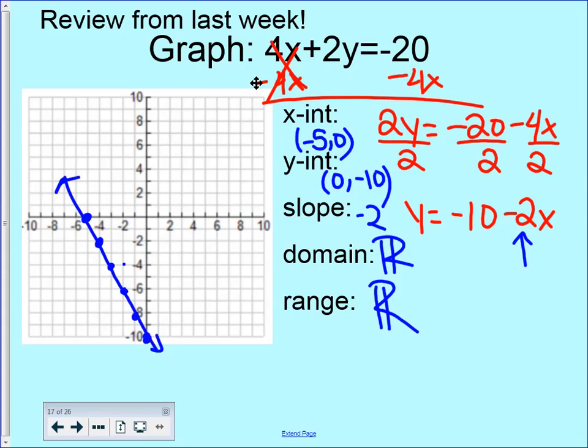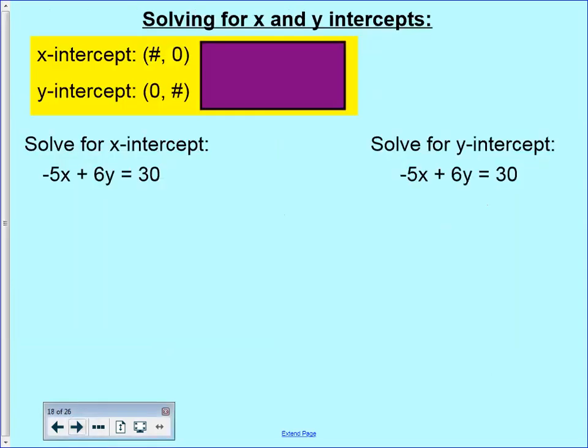Review from last week. Now let's go into what we're talking about this week. Make sure you get this in your notes, by the way. Pause if you need to. All right, so today we're going to talk about solving for x and y intercepts.